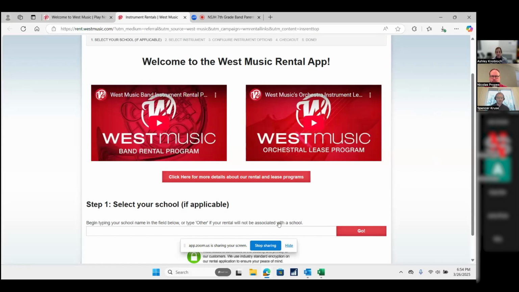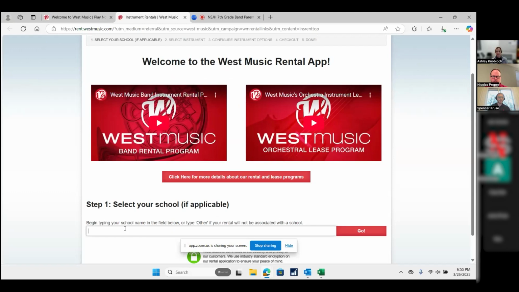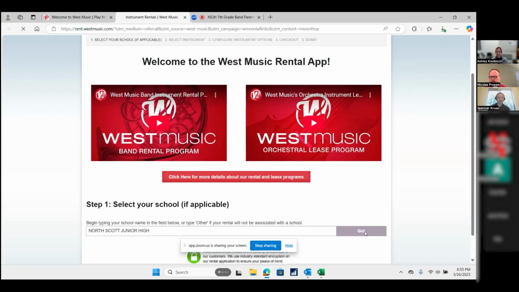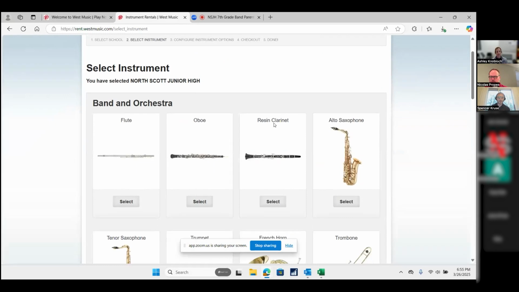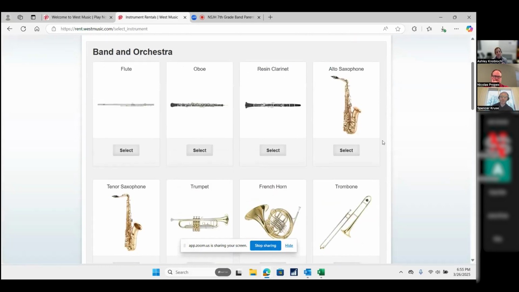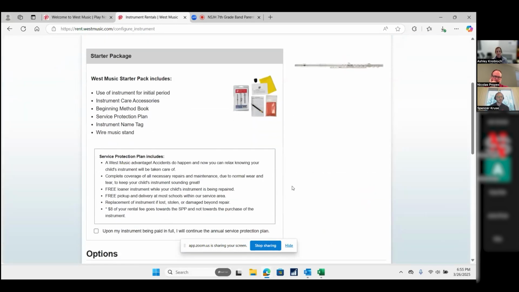All you need to do is it'll ask you for your school. If you just type in North Scott, it'll come up right with this. And that'll bring you to this landing page that has all the different instruments. And you can see all the different instruments that your student can rent from us. So let's say if we're playing flute, you select flute and it'll walk you through all of this.